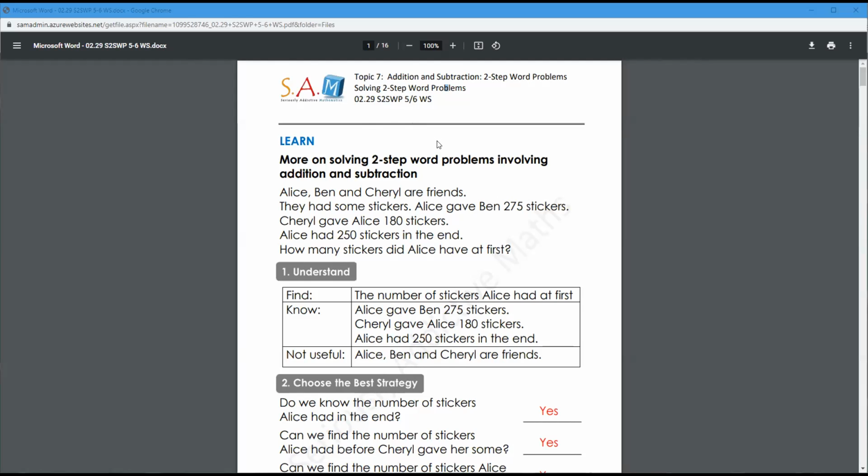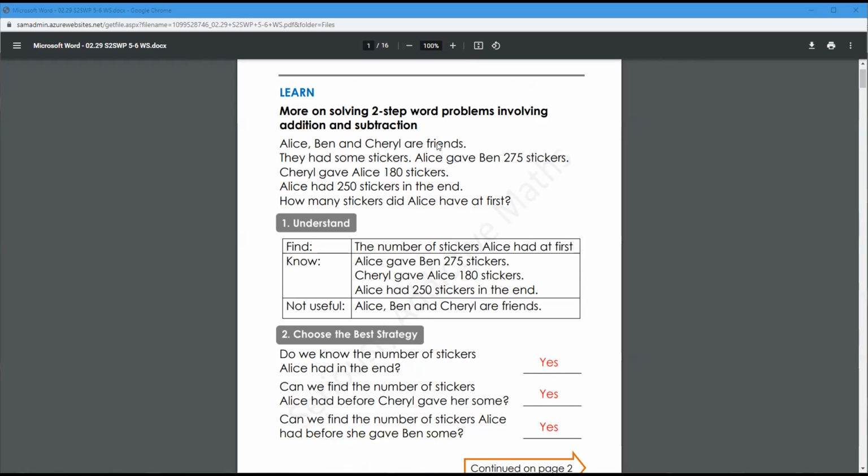Now, for 5 out of 6, take note that this time round, it is a bit more complex. It's a two-step word problem, but they have to consider carefully whether they have to add first or minus first. But more importantly, this question is very different from the ones they did in previous weeks, because this question is about finding out the original amount at first.